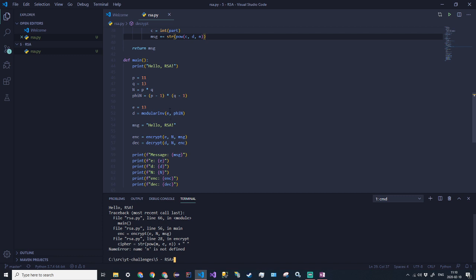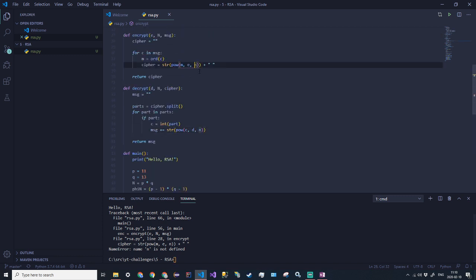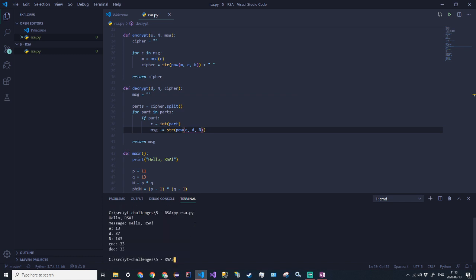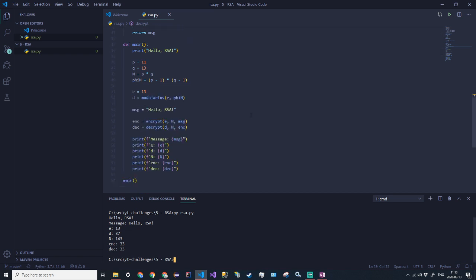Name N is not defined. Oh, it's capital N. That's my mistake. Yeah, make sure you have your variables named properly, or else you'll get those errors. All right, CLS. 13 and 37 is what we got. So the modular inverse is working. 143 is also what we want.